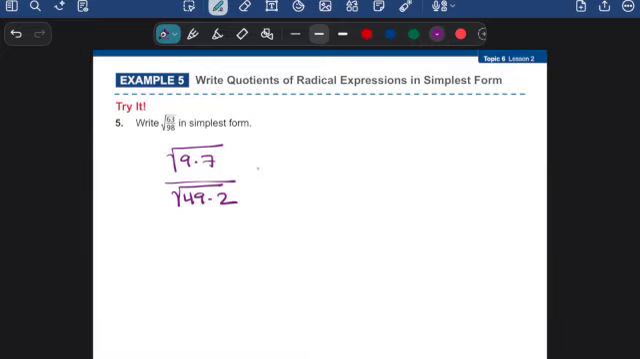So then I'm going to split the radicals. I'm going to have the square root of 9 times the square root of 7 over the square root of 49 times the square root of 2. Then I can simplify. Square root of 9 is 3. I can't do anything with square root of 7. Square root of 49 is 7. I can't do anything with square root of 2.